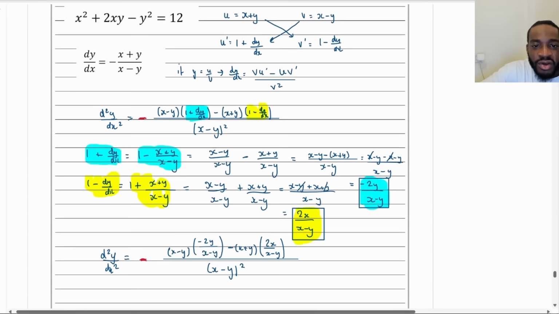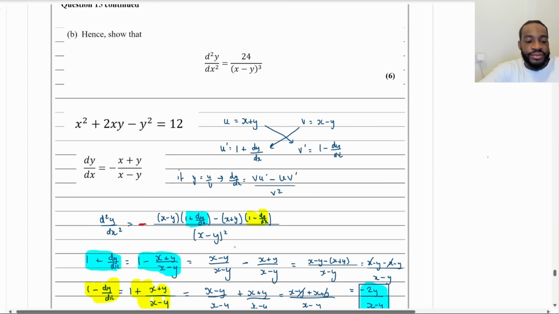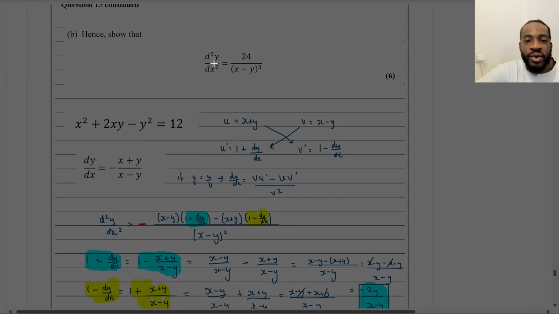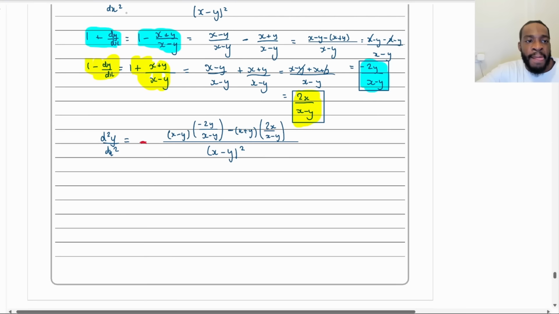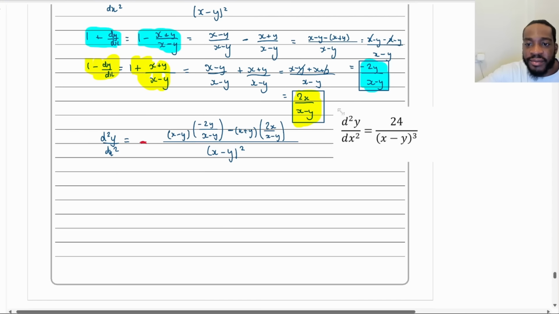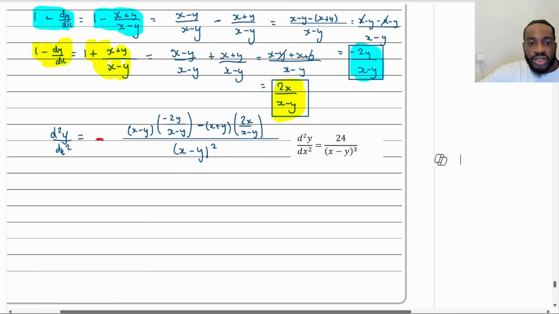So let's just have a look at the show that I might bring it down actually. I'll bring it down just so we have it. We need 24 over x minus y cubed. So that tells me I need to get an extra x minus y, and that will definitely come from the numerator, as we can see, okay? All right, so let's just do this.